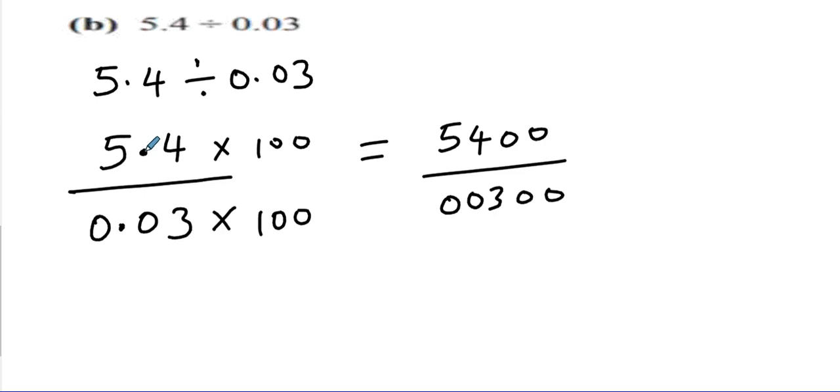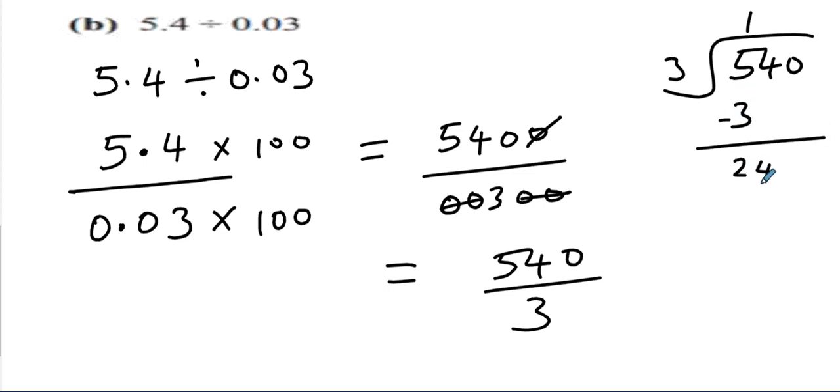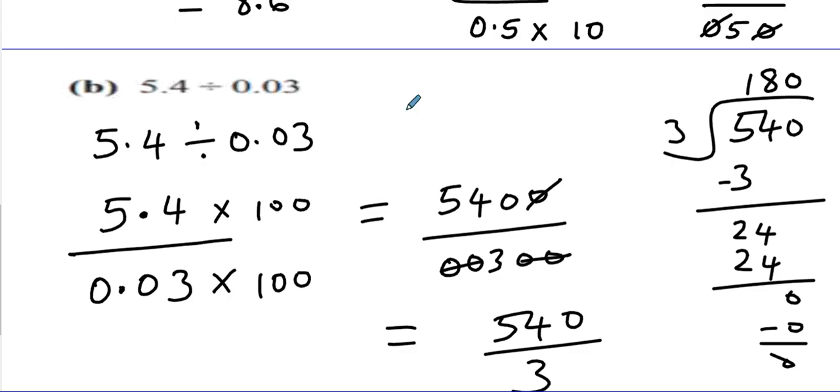We have one decimal place in the numerator, so cancel that. We have two decimal places in the denominator, so cancel this, and this becomes 540 divided by 3. Okay, so what is 540 divided by 3? So that comes 1, 3 over here, this comes 24, 8 over here, 24, this 0, put it over here, and the remainder is 0. I hope that helps. So the answer over here is 180.